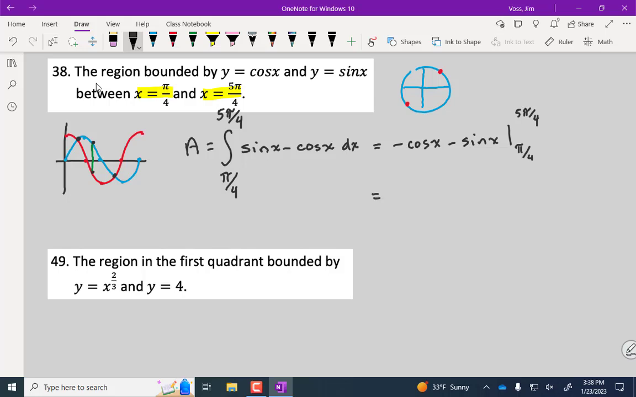So like we mentioned with this picture of the unit circle here, at 5 pi over 4, both the cosine and the sine of x are negative root 2 over 2. If you multiply them, both negative, you end up with root 2 over 2 plus root 2 over 2.